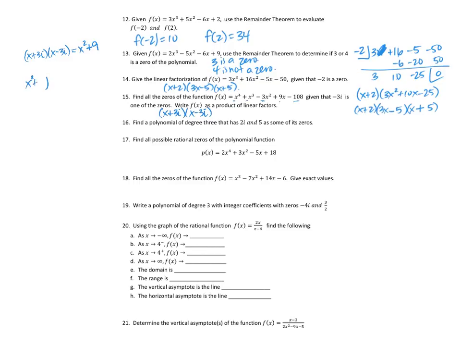x squared plus 9. I want to divide that out of this quartic, so it's x to the 4th plus x cubed minus 3x squared plus 9x minus 108. Okay, so I'm going to divide that out.